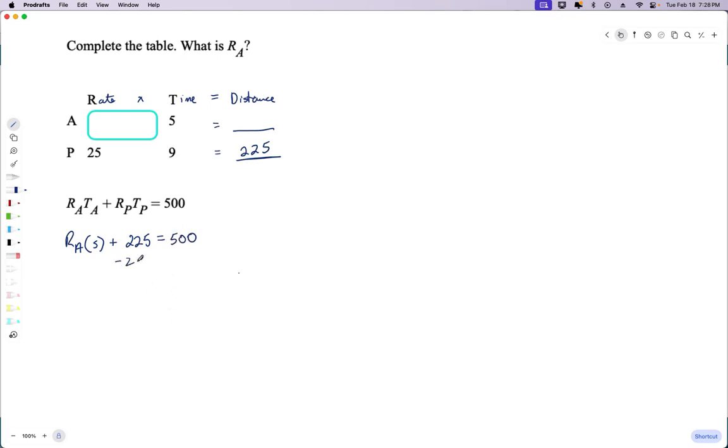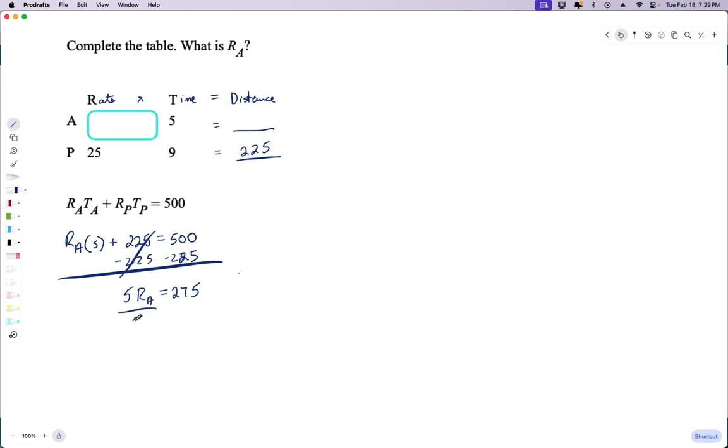So if I take this 225 away, then that should give me the distance of A, right? Whatever this is times 5 would equal the distance. So if I take this one away, then that should be my answer. So this would cancel. I would have 5 times the rate of A is equal to 275. Right? Because that would be 100, and that would be 4, and 4 and 100 is 500. So that should be right.